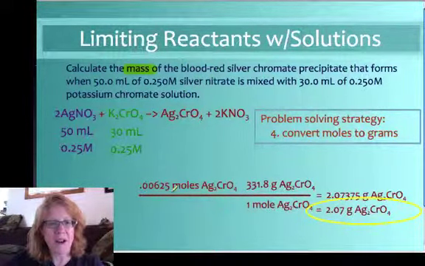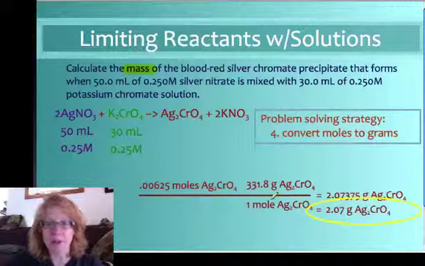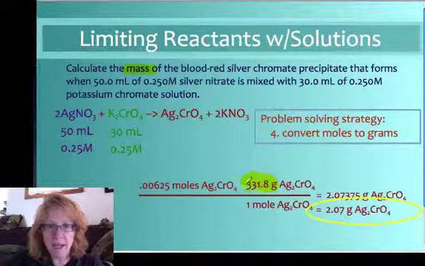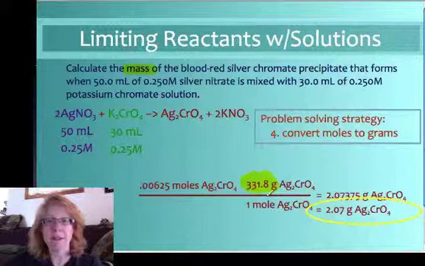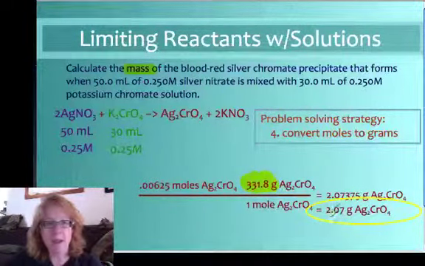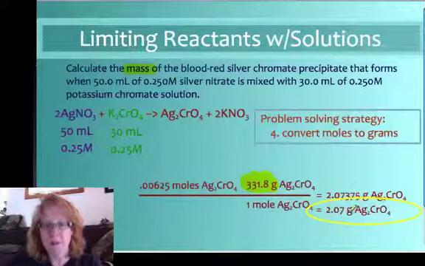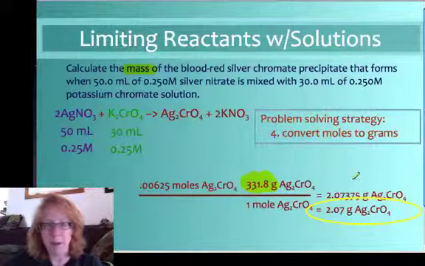So we took the least of the two answers from the previous step, and then we use our wonder fraction to do the basic molar mass equation. This number right here is the molar mass of silver chromate. It's 2 silvers plus a chromium plus 4 oxygens, so that's where that 331 comes from, the molar mass of silver chromate. So there you go. There's our calculated value, and our final answer in 3 sig figs is 2.07 grams of silver chromate produced.